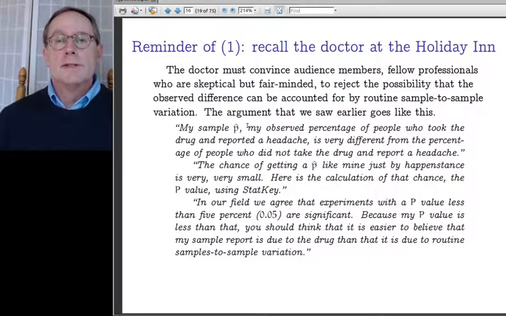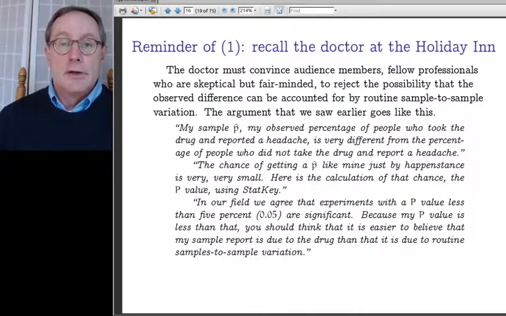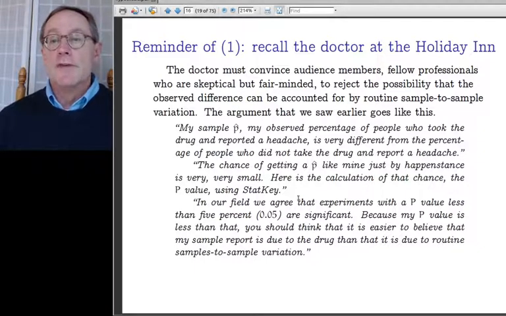The doctor has to say, my p-hat, my observed percentage of people who took the drug and reported headache, is very different than the percentage of people who did not take the drug and reported the headache. The chance of getting a p-hat like mine, just by happenstance, the doctor has to say, is very, very small. Here's the calculation of that chance. Here's the calculation of the p-value using StatKey. It's got to be very, very small. And the doctor then turns to the people in the seats and says, in our field, we agree that experiments with a p-value of less than, say, 5% are significant.